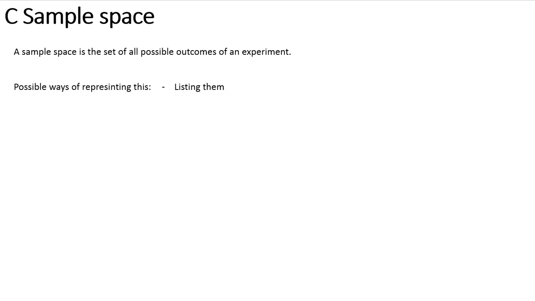A sample space is a set of all possible outcomes of an experiment. We have different ways to represent this. You can just list them, or you can use a two-dimensional grid. You can also use a tree diagram or a Venn diagram. Let's go to example 4 in the book.